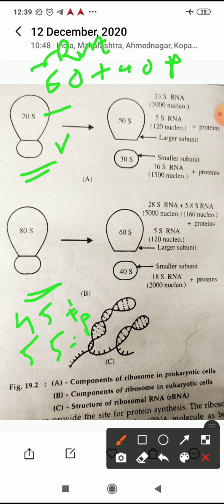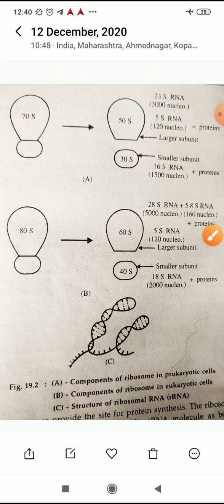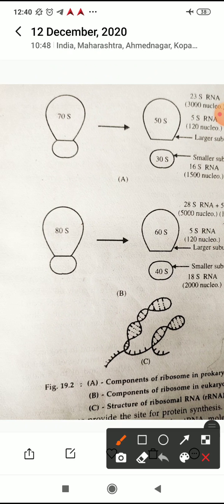According to the size and sedimentation coefficient values derived from ultracentrifugation, these ribosomes are of two types, that is 70S and 80S. Some details again related with the 70S type of ribosome now. See here, this is the 70S type of ribosome. They are found in the prokaryotic cell that we have seen. In mitochondria also they are there. In chloroplast they are observed.